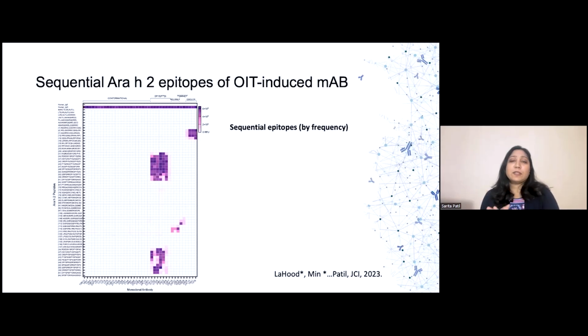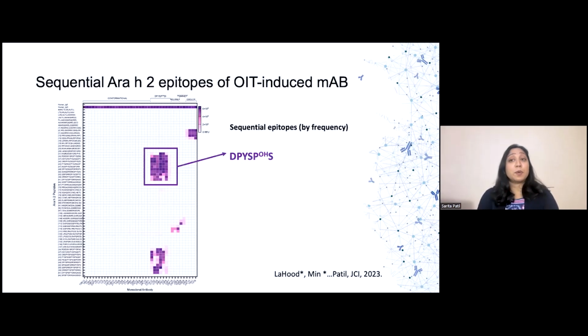So the first thing we did is use sequential peptide epitope mapping using peptide microarrays. This is a technique that was pioneered many, many years ago, where we take overlapping peptide sequences of ARA-H2 and put them on a glass slide to see which monoclonal antibodies bind. This heat map shows the intensity of the secondary antibodies used to detect those monoclonal antibody bindings. And we found 4 main sequential epitopes.